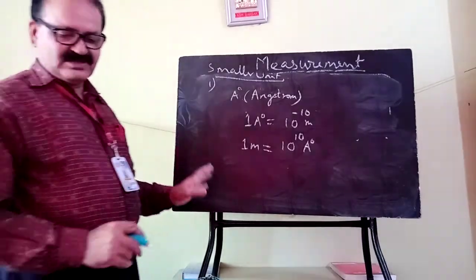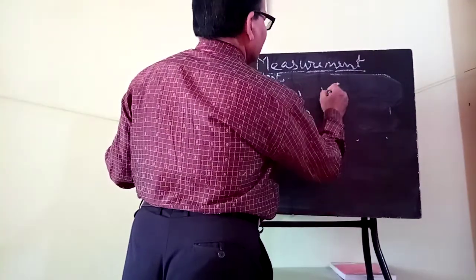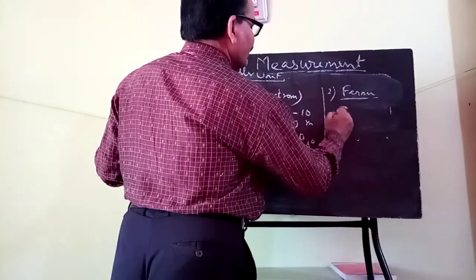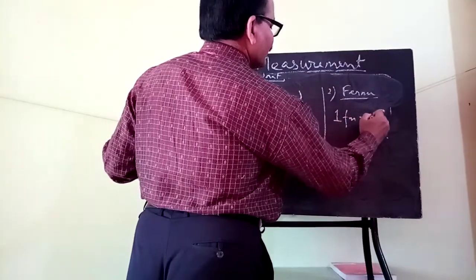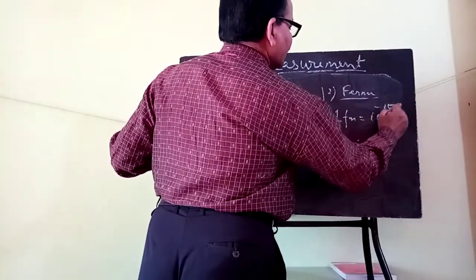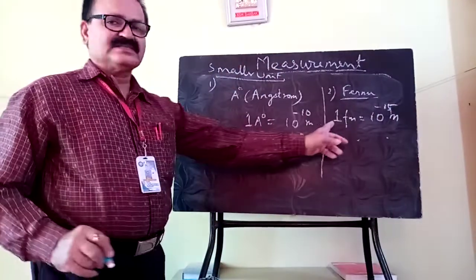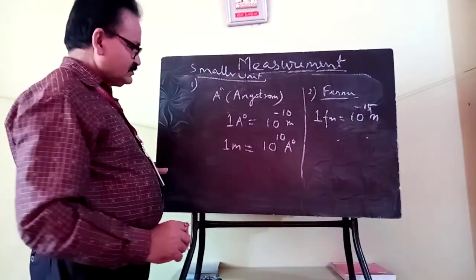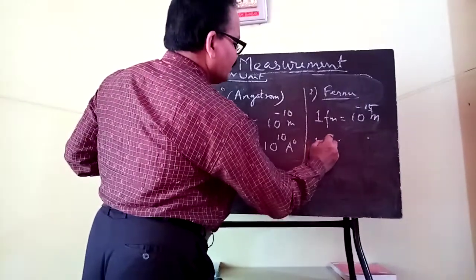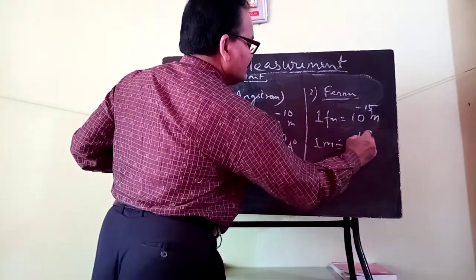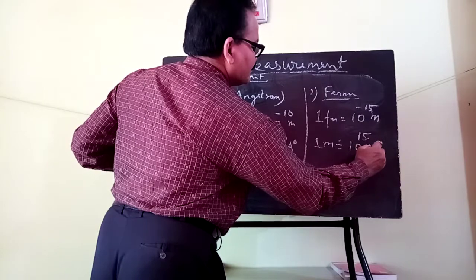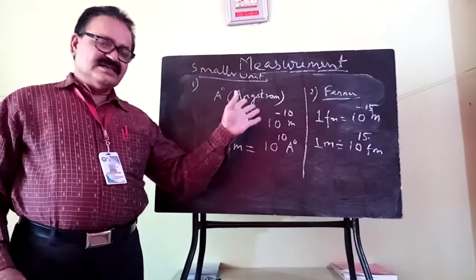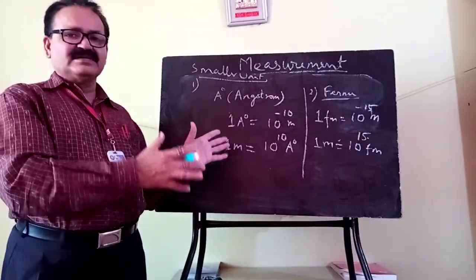Another smaller unit is your Fermi. 1 Fermi equals 10 to the power minus 15 meter. And 1 meter can be expressed as 10 to the power plus 15 Fermi. So these are the relations between the bigger unit and the smaller unit of length.